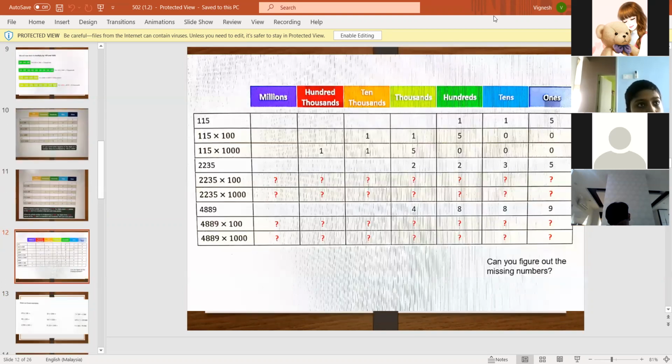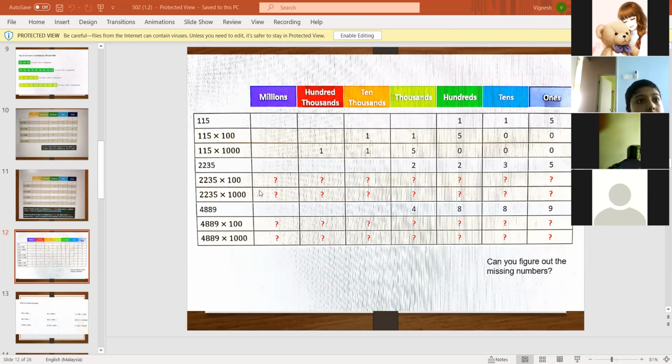Okay, and this one is the same. I just want you all to find the missing numbers for me, because I don't want to repeat the same thing. It's a simple question here. When 2,235 is multiplied by 100, how to insert the numbers here? Where we need to insert the numbers when 2,235 is multiplied by 10?